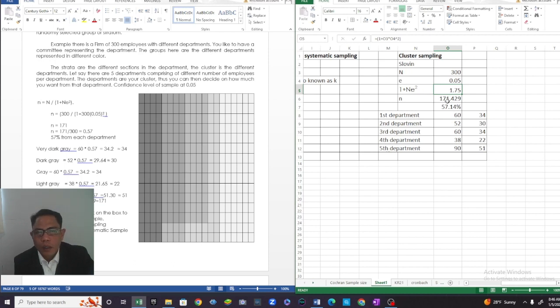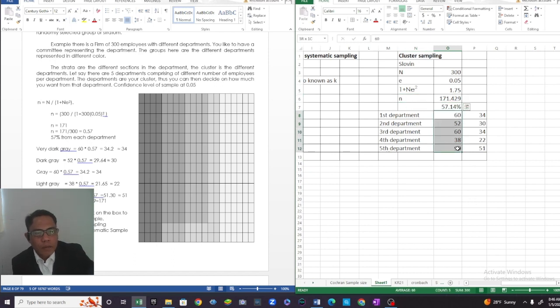And our result, our n, is just N, which is 300 over 1 plus N e squared, which is 171. So we need to get 171 respondents from our 300 respondents to have a margin of error of 0.05, or let's say you are 95% sure or confident of the responses based on the sample.